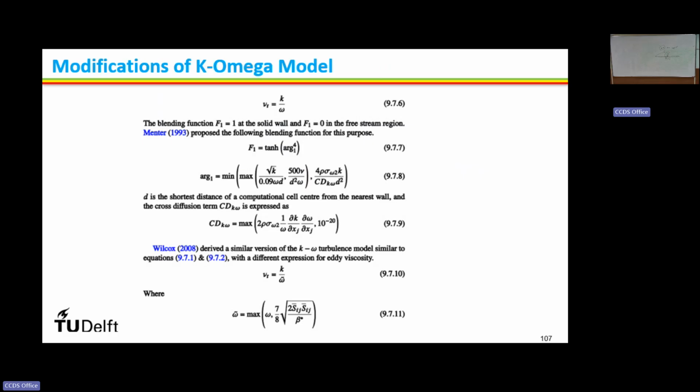Then subsequently he did the correction to the eddy viscosity. Wilcox also derived a similar version of the k omega turbulence model. Later, in 2008, Wilcox derived a similar version of the k omega turbulence model, but his eddy viscosity is k by omega tilde, where omega tilde is the maximum between computed omega and 7/8, the strain rate by beta star. Wilcox also in the later stage developed a similar version of the model that Menter has developed, right?